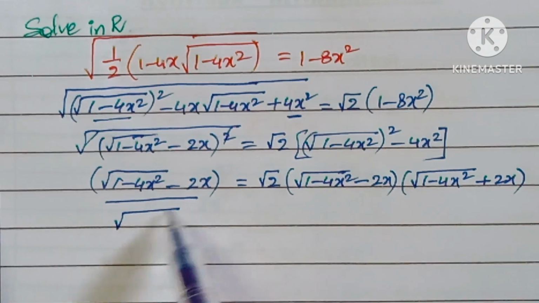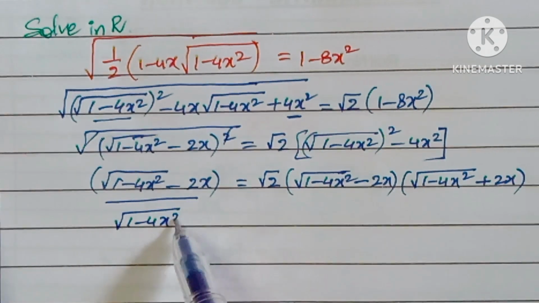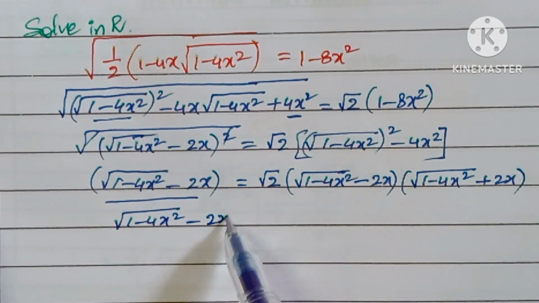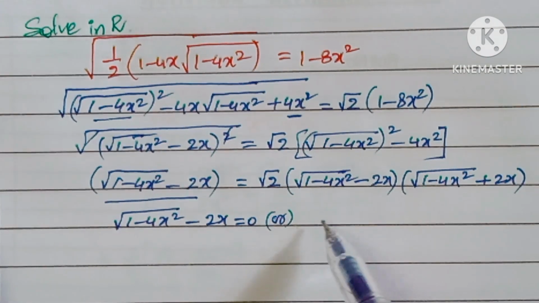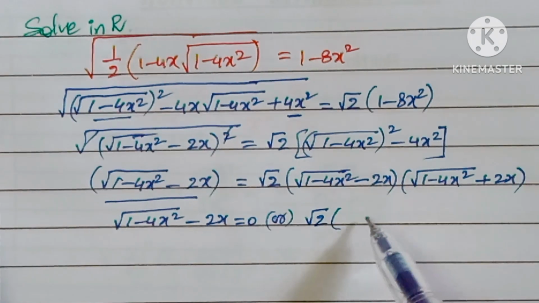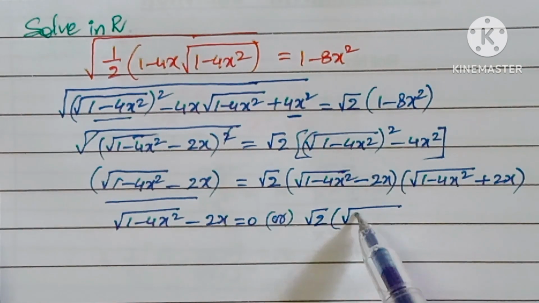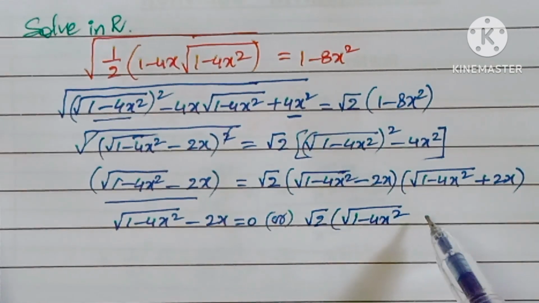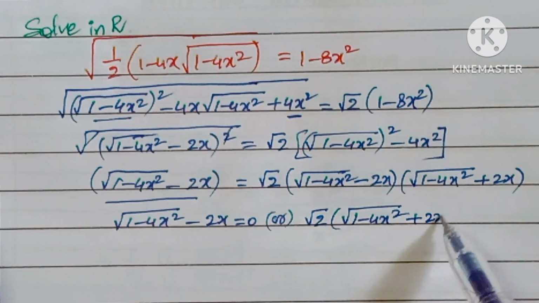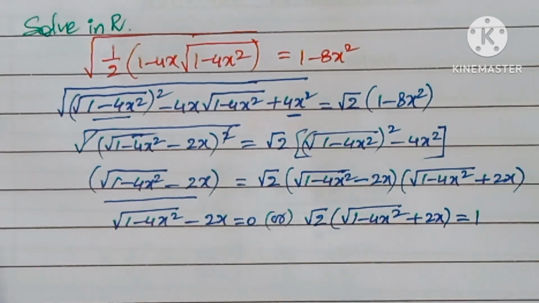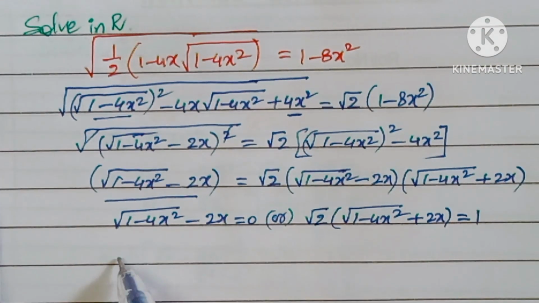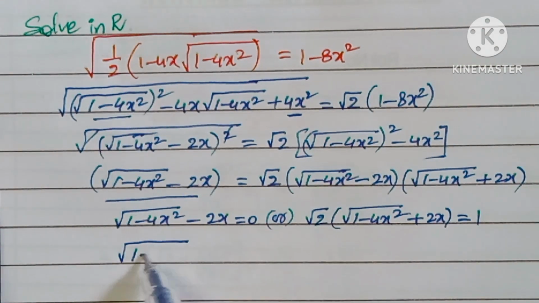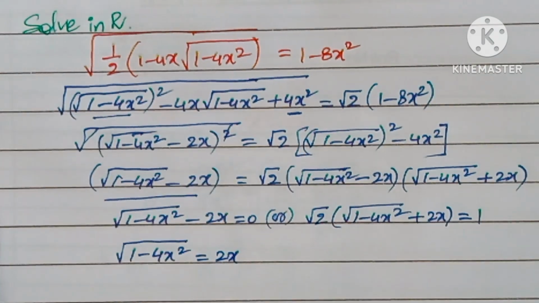So here root of (1 minus 4x square) minus 2x is equal to 0, or you can write it as root of (1 minus 4x square) plus 2x is equal to 1. There you get two cases. Now you will go to the first case: root of (1 minus 4x square) is equal to 2x.